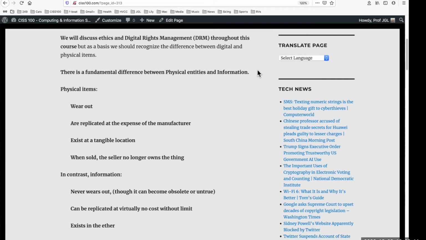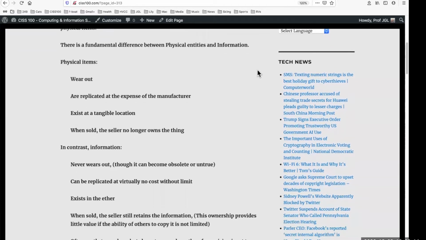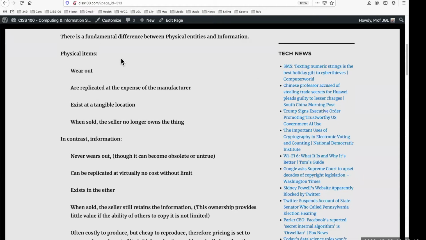So I've written something up here. When we look at physical items, well, physical items wear out. Okay, we understand that. They're replicated at the expense of the manufacturer. Now, it is possible to reverse engineer items. I could purchase a car. I could reverse engineer it. My ability to actually make another car based on those re-engineered diagrams, it's probably impossible for me to do that.